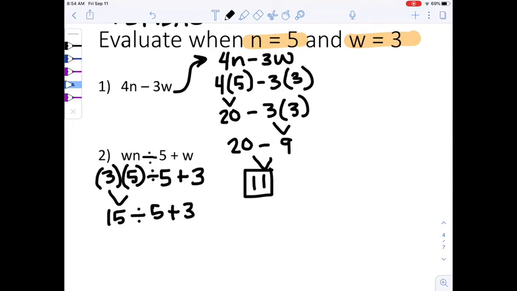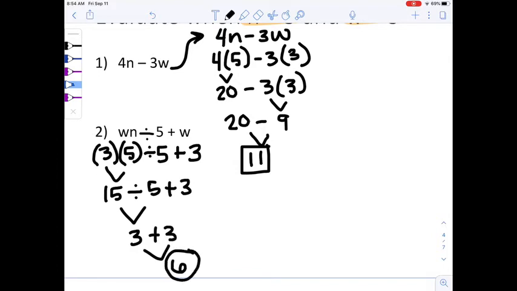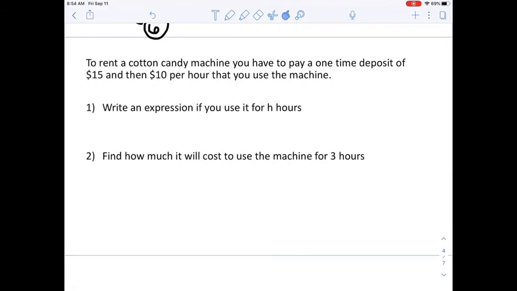Now, following order of operations, division comes before addition. So I have to divide first. 15 divided by 5 is 3, plus 3. And 3 plus 3 leaves me with an answer of 6.